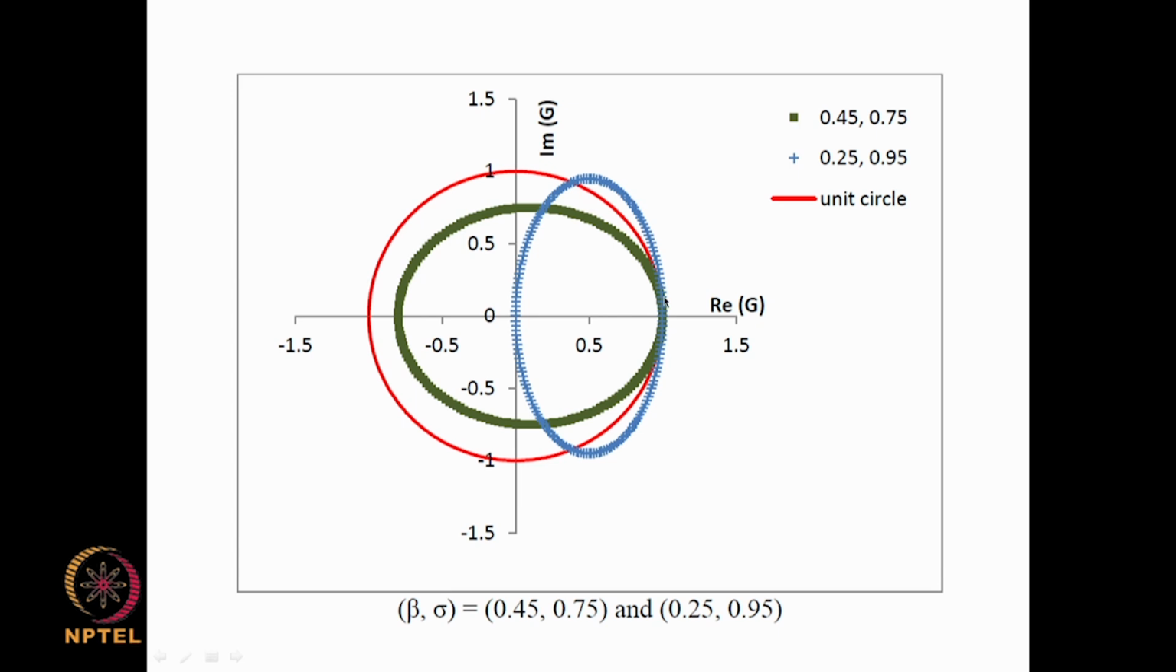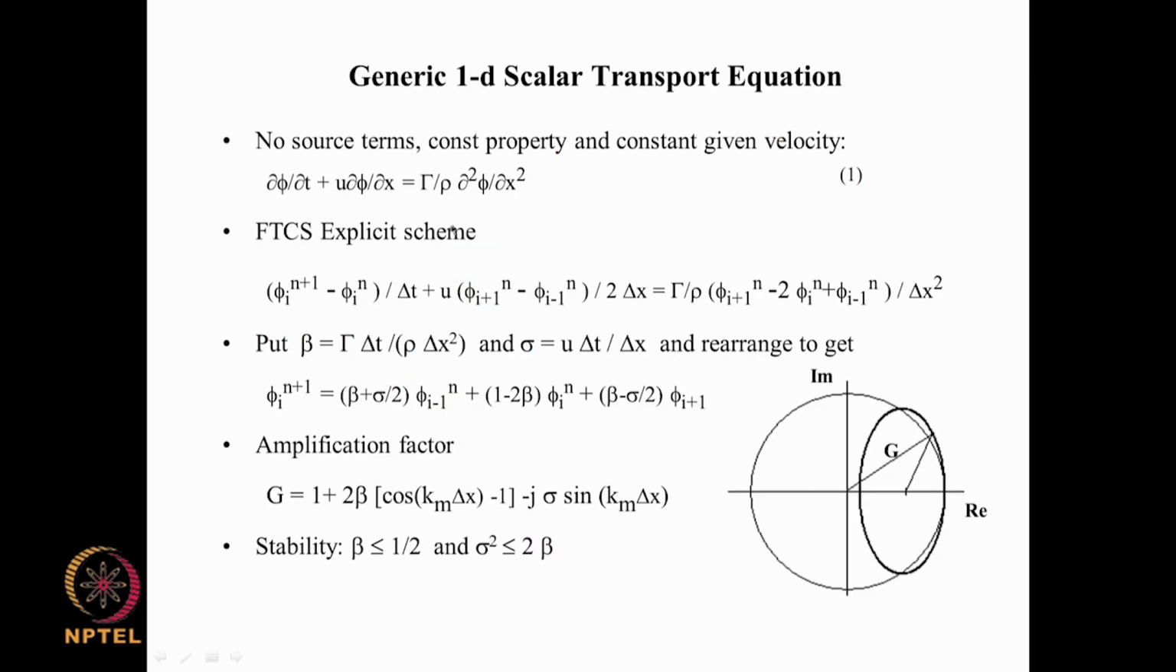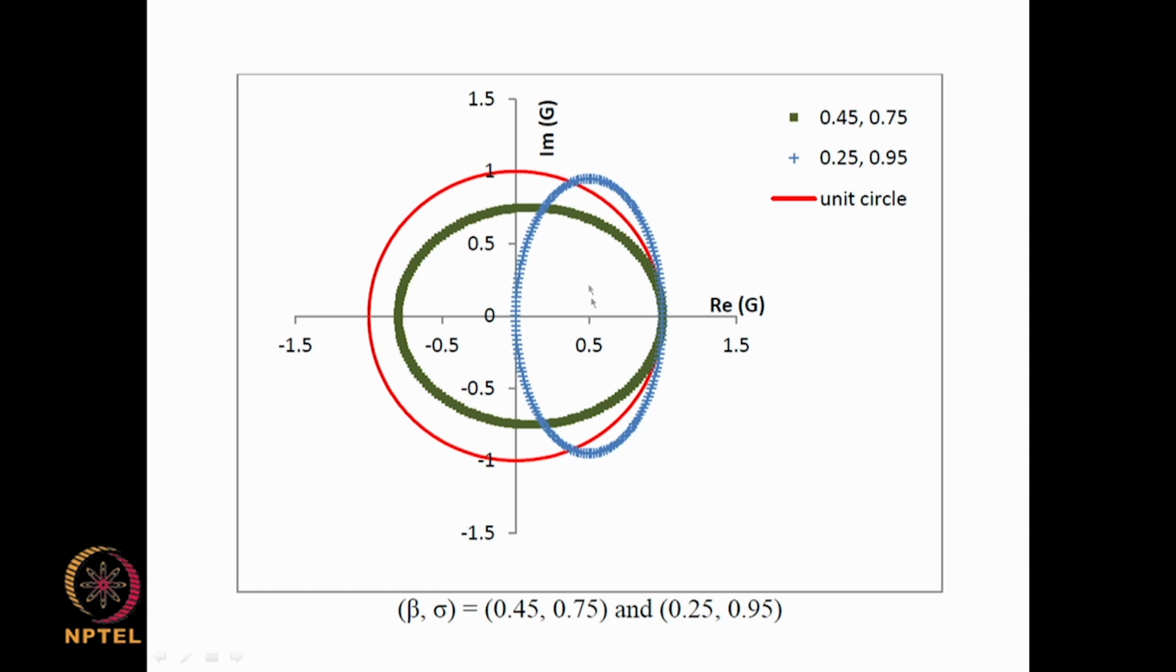So, the true condition for stability is not sigma less than 1 and beta less than half, which are individually coming from these equations. It is that sigma square should be less than 2 beta. When this condition is satisfied, then we get stability. If it is not satisfied, we get instability, as we will see from here. So, this condition is satisfying that sigma square less than 2 beta, but this is not satisfying that condition here. So, that is the kind of analysis we can write.